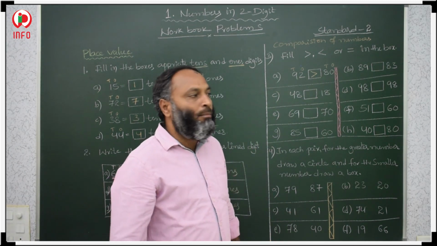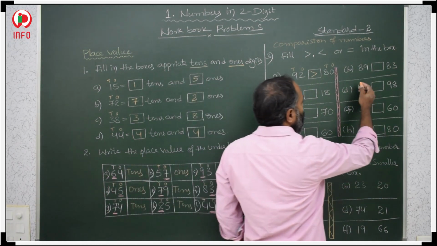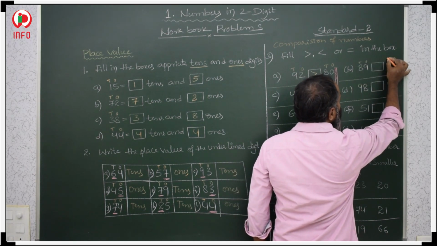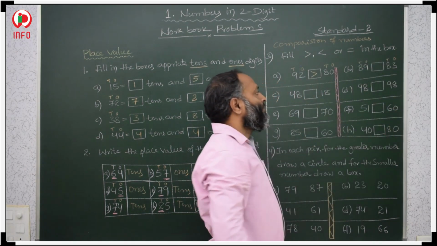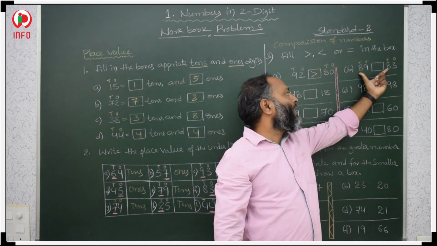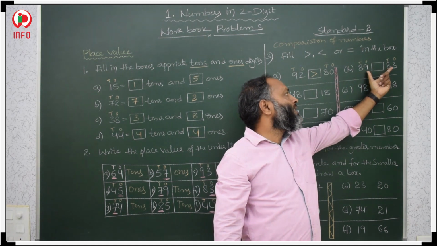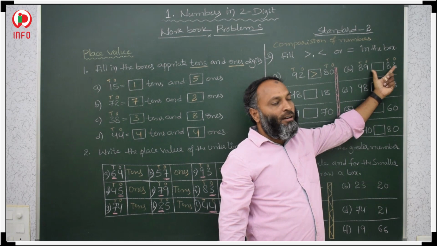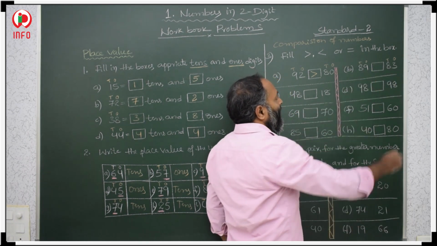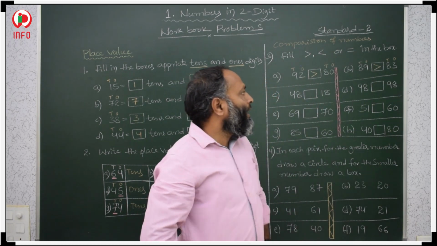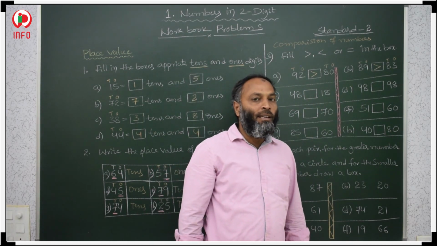Now, in the second, ones place, tens place, ones place, tens place. So first check the tens place. 8 and 8 are there in the tens place. They are equal. So now you check the ones places. 9 and 3. In 9 and 3, 9 is bigger. So this one is bigger. 89 is bigger than, means greater than. 89 is greater than 83.